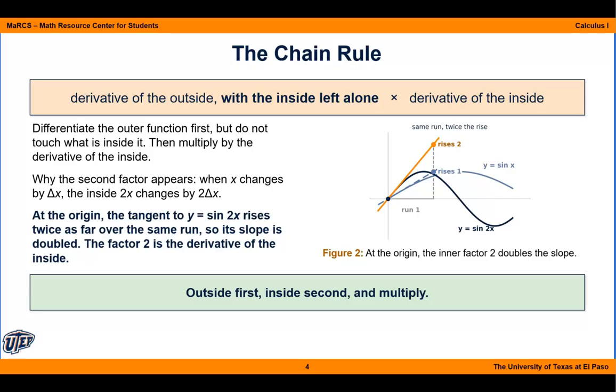Here, when x changes by delta x, the inside 2x changes by 2 delta x. The graph shows the effect at the origin. Over the same horizontal run, the tangent to y equals sine x rises 1, while the tangent to y equals sine of 2x rises 2. The slope is therefore doubled. That factor of 2 is the derivative of the inside function, 2x. Outside first, inside second, and multiply.